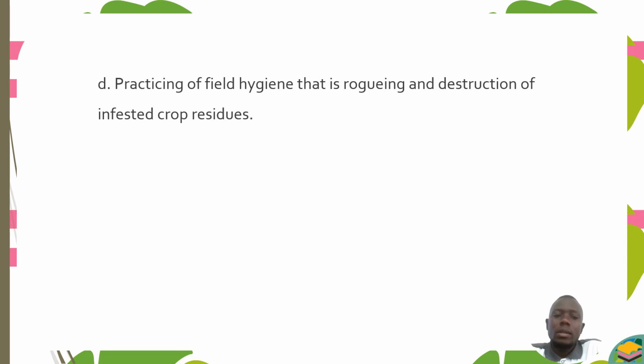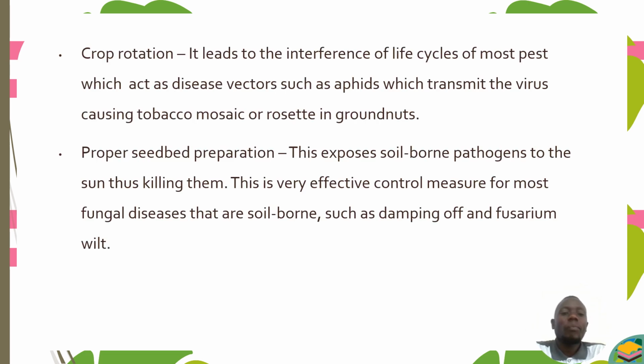Okay, so we talk of practicing field hygiene, that is lowering and destruction of infested crop residues. If you know that some of the crops have been affected by disease, you have to remove those plants and destroy them. In such a way, you are controlling the spread of diseases.